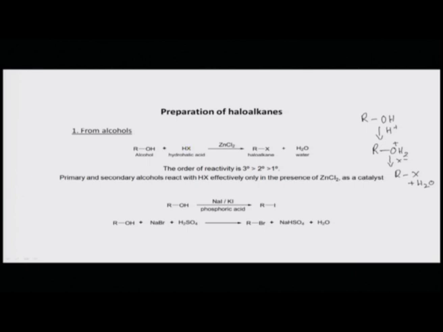A preparation of alkyl bromides is given here. So you take alcohol, treat it with sodium bromide and H2SO4, then we will get the alkyl bromide and a sodium salt of it plus water. So this is a very simple way of making this molecule.